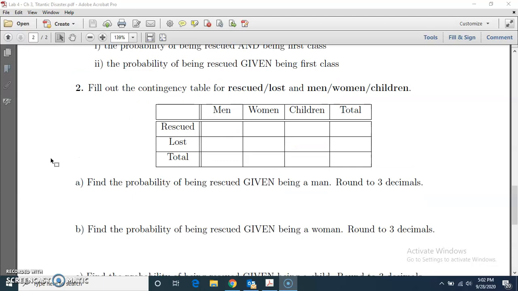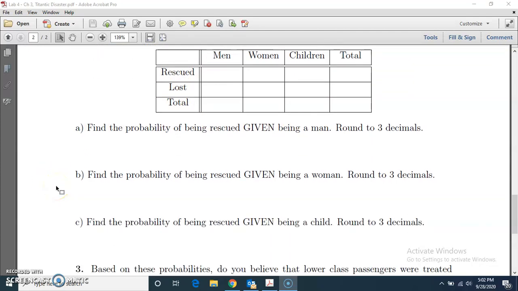Number 2, you're filling out another contingency table. But now it's not first class, second class, third class. It's men, women, children, rescued and lost, and then the totals all the way around. Now here, everything you're calculating is a given. Rescued, given being a man. Rescued, given being a woman. Rescued, given being a child. So take a look at those.